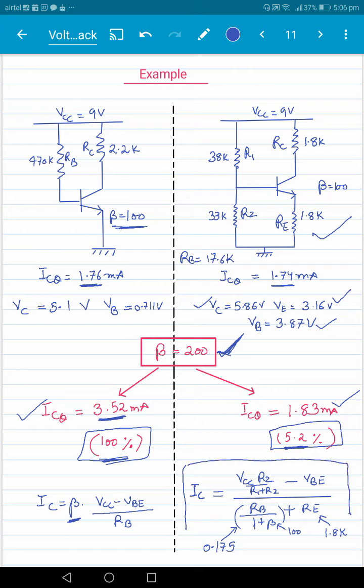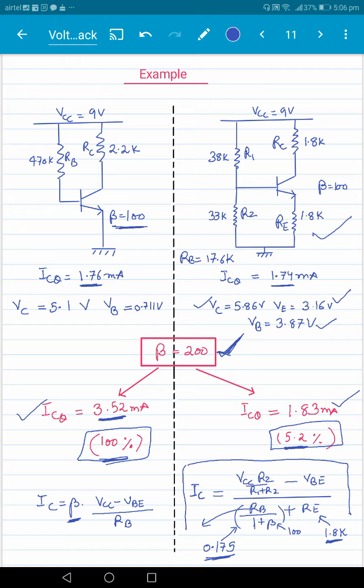So if you want to make it more insensitive, right now the factor RB by 1 plus beta, if I take beta equal to 100, is 0.175 and RE is 1.8K. Now if you would like to make the circuit even more insensitive, for example, if you don't want to change the value of the collector current, you could make RB here even, let's say, 10 times lower. And as you make RB 10 times lower, the circuit would become even more insensitive to beta.